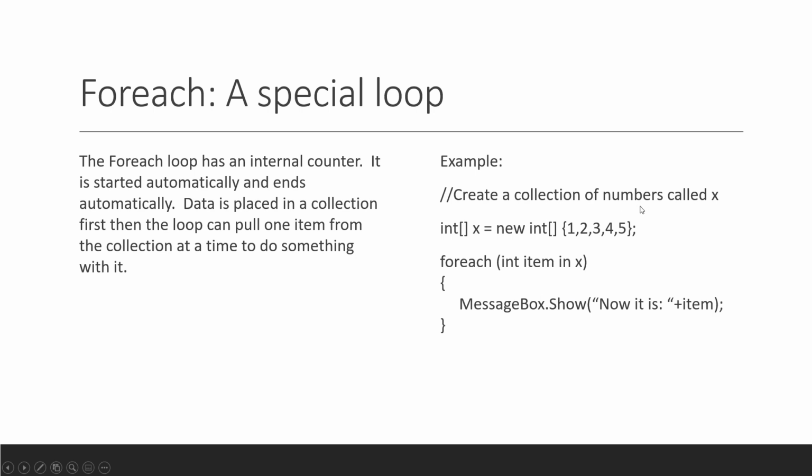The foreach is a collection of numbers, which we call x in this particular case, but it could be called anything. Now, the square braces are an indication that there's going to be more than one number. We call that an array, but we'll talk about that later. But it indicates that there's going to be more than one number stored in x. And so we say new int array, and then we have the numbers in these braces. Okay, and the numbers you can see there are 1, 2, 3, 4, and 5. Now it could be any set of numbers, and it could be any quantity of numbers.